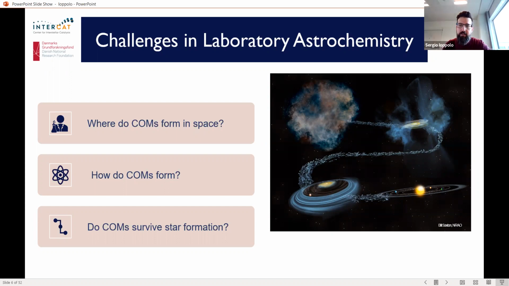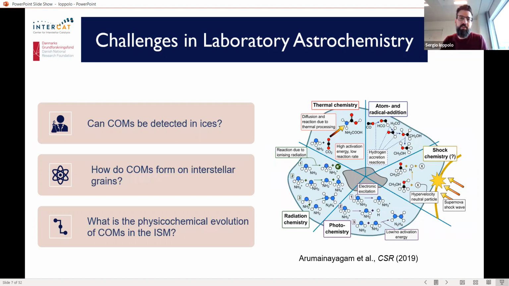And speaking about that, and looking at the evolution of clouds from prestellar cores to solar-like systems, can comets survive the formation of stars and planets? Those are all interesting questions. They're simple questions, but they're not easy to answer. And if we assume that molecules such as organic species can be formed on the surface of ice grains, can we detect those species?